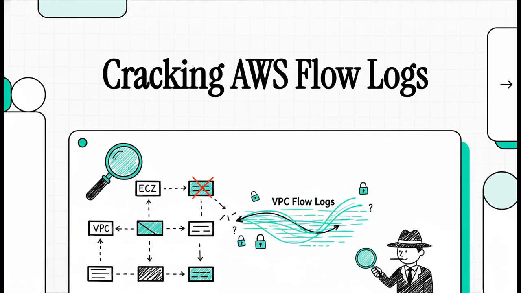All right, time to put on our detective hats. Today, we're going to crack a super common case in the AWS cloud, the mystery of the failed network connection. And we'll be using a really powerful, but let's be honest, often misunderstood tool, VPC Flow Logs, as our magnifying glass. So, let's get this investigation started.